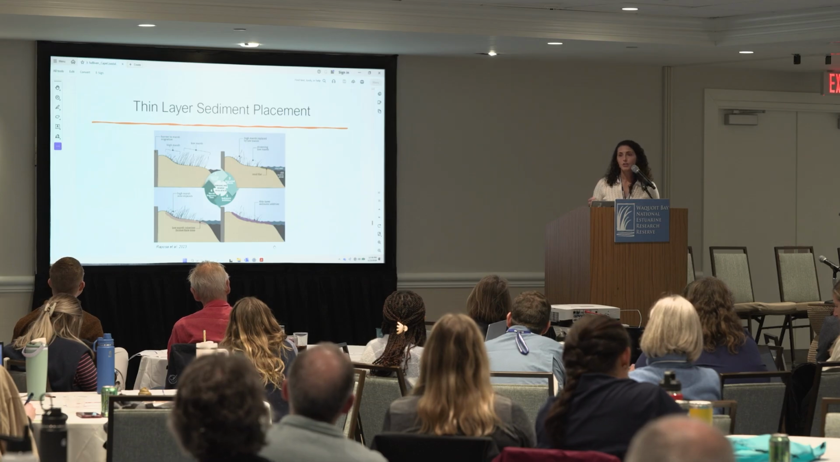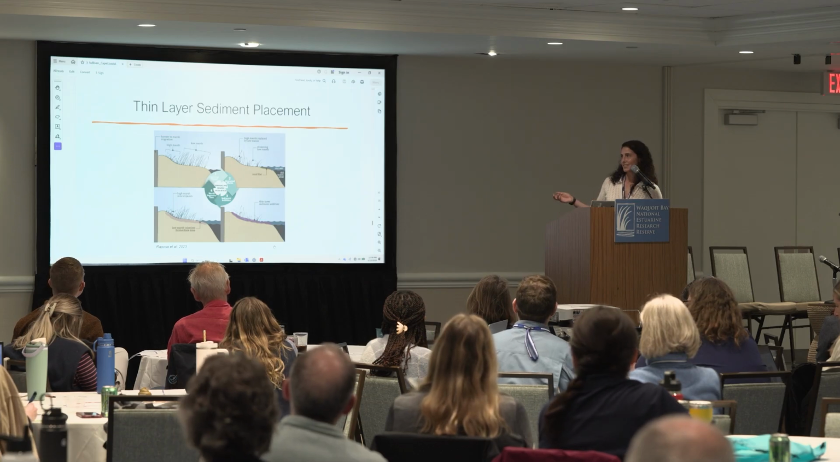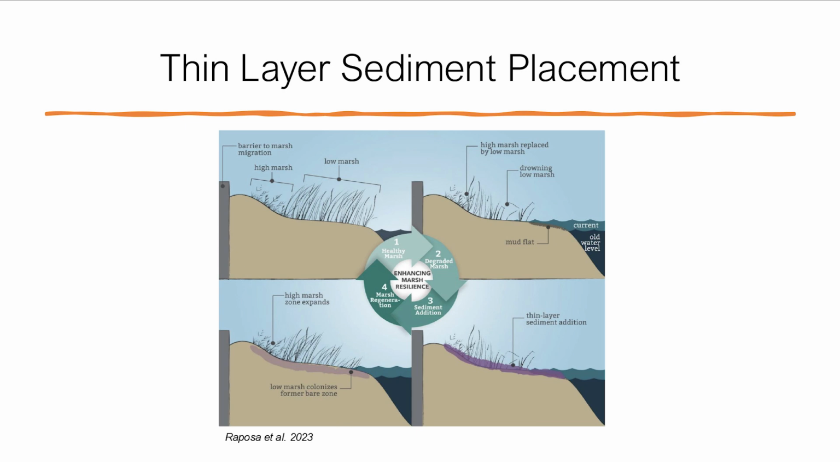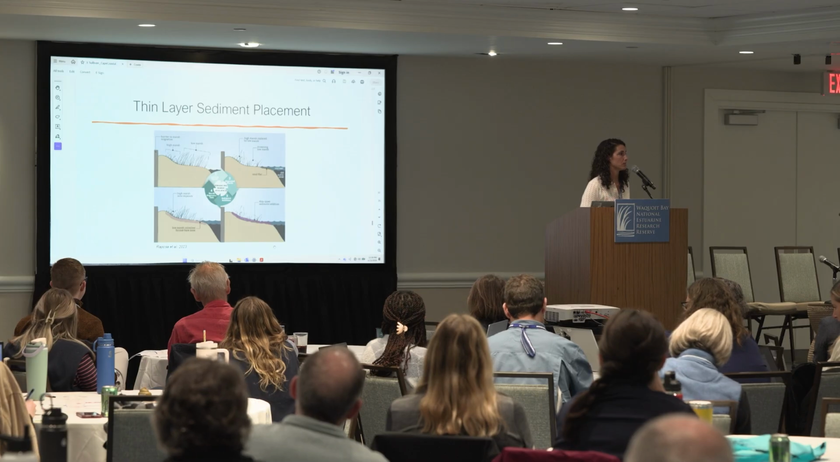For those unfamiliar, thin layer sediment placement is just as it sounds. You can see in the top right, you have a very healthy marsh. Top left, as the sea levels rise, plants are becoming too inundated and drowning. Bottom right, if you place a thin layer of sediment onto the marsh surface, it helps increase the elevation capital, allowing plants to recolonize and keep pace with sea level rise.